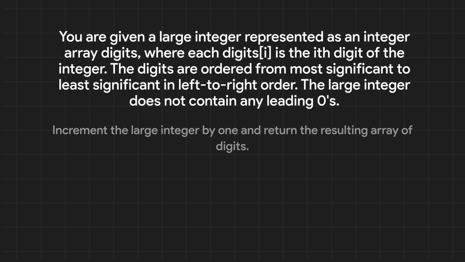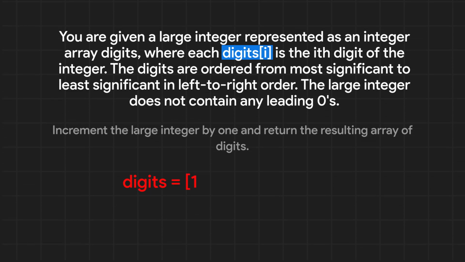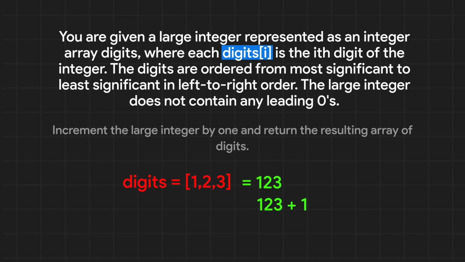Suppose you have a variable digits with an array, and this array represents the integer 1, 2, 3. If you increment this integer by 1, then you will get the result 1, 2, 4. As a result, the answer should be 1, 2, 4 inside an array.